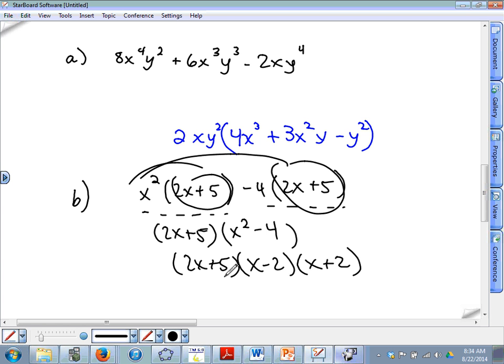Now, I know this one was a bit of a stretch. This may or may not have been taught to you last year in Algebra 2 or College Prep. Well, you'll see a lot more of this difference of squares pattern, so hopefully you'll get more used to it. Okay? But this is fully factored. 2x plus 5 times x minus 2 times x plus 2. Yeah, that's fully factored.